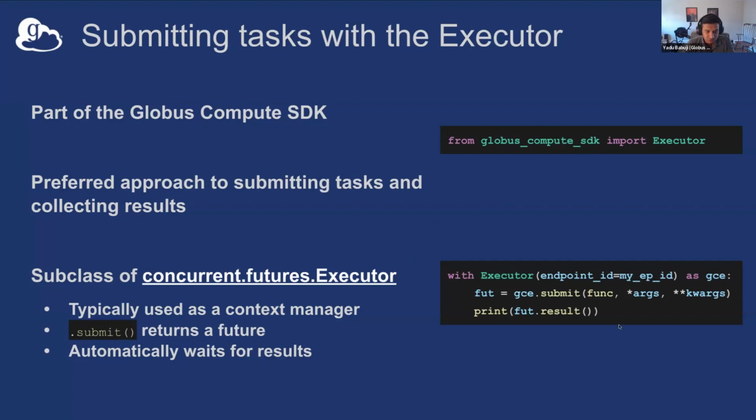As you can see on the right side, there is this little blurb which shows you how you would specify this. All you need to tell the executor is the target endpoint ID that you would be shipping your functions off to. So you specify the endpoint ID, get the executor, and you can submit functions to that executor.